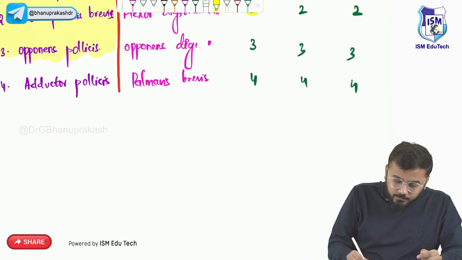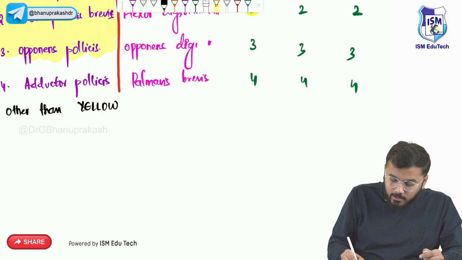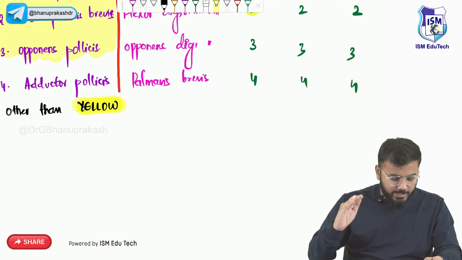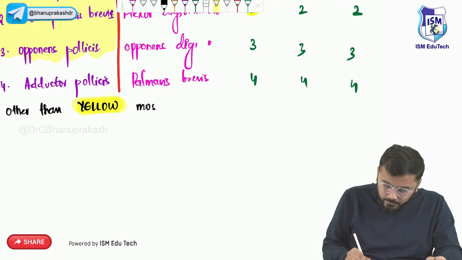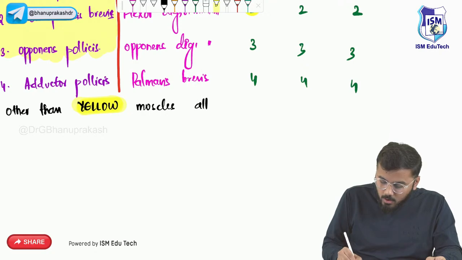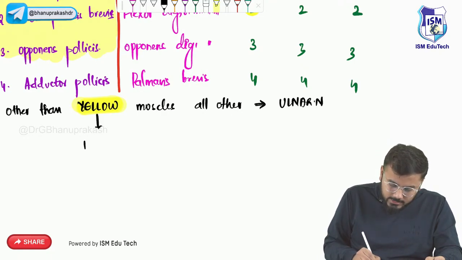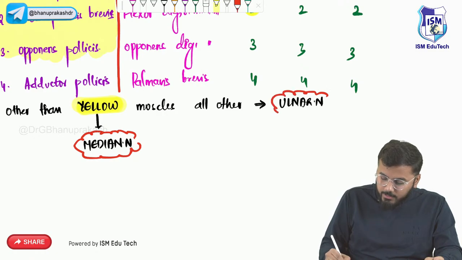I'll write it as: other than LO muscles. LO muscles means, don't think it is a different type of muscle. Whatever I've shaded are the LO muscles. So other than LO muscles, all others are supplied by ulnar nerve, whereas LO muscles are supplied by median nerve. So this thing you just have to clarify within your mind right now.